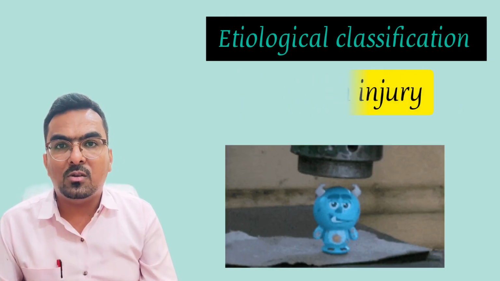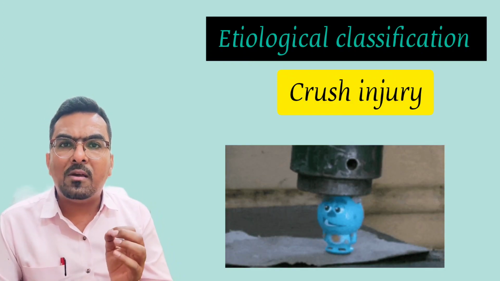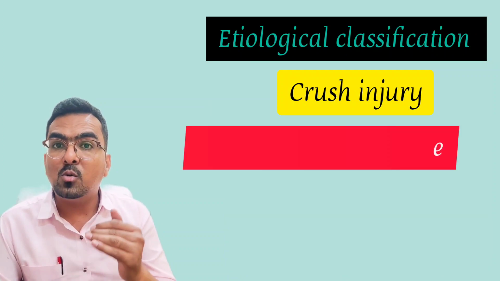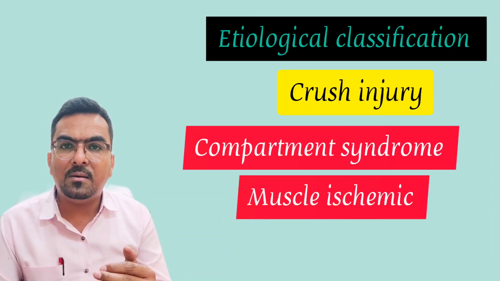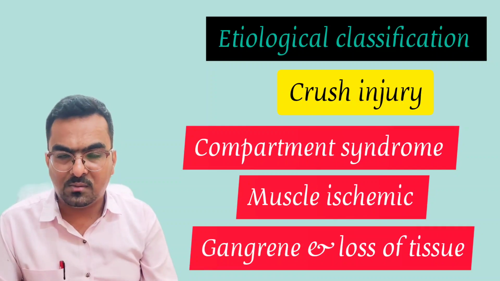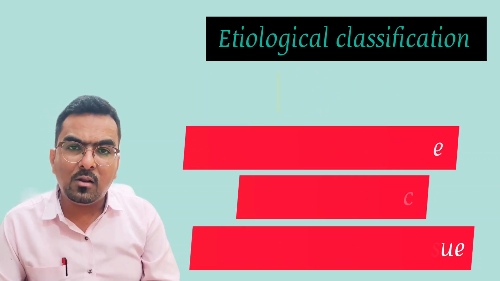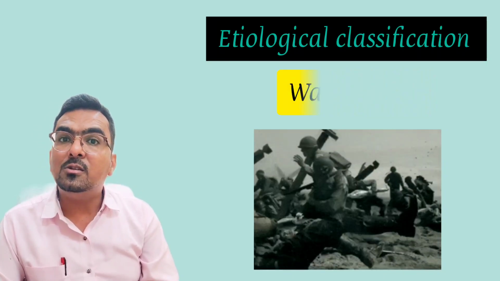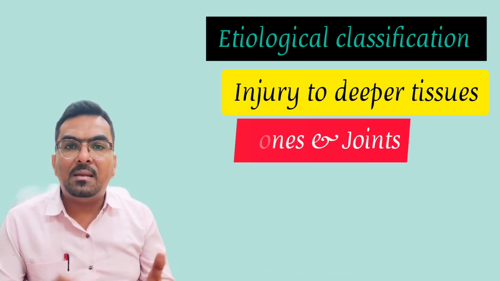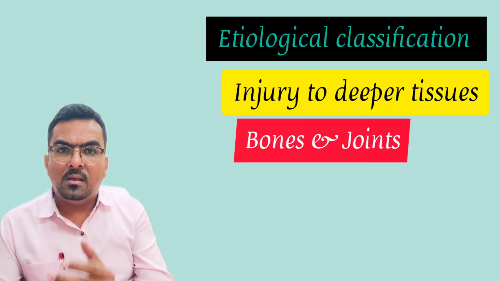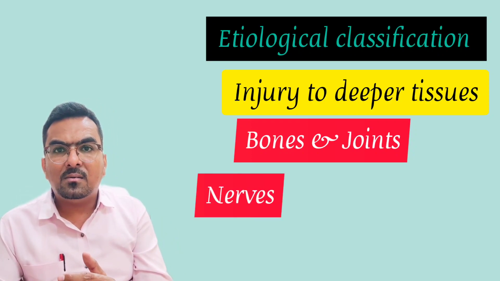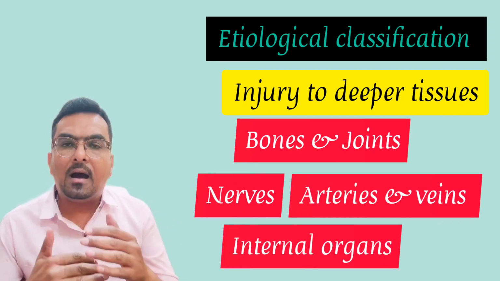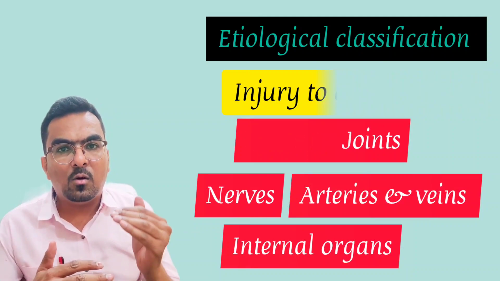Another one is crush injury. Crush injury is caused by war wounds, road traffic accidents or tourniquets. It leads to compartment syndrome, muscle ischemia, gangrene or loss of tissues. Another etiological factor is war wounds or gunshot injuries. Injuries to bones and joints that can be open or closed wounds, injuries to nerves, injuries to arteries and veins, or injury to internal organs are different etiological factors that can cause wounds.